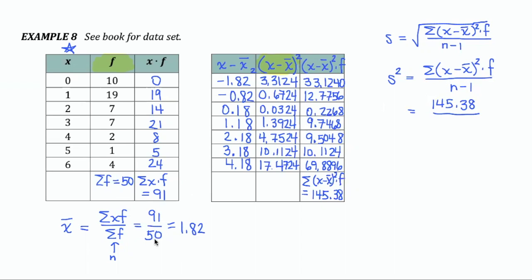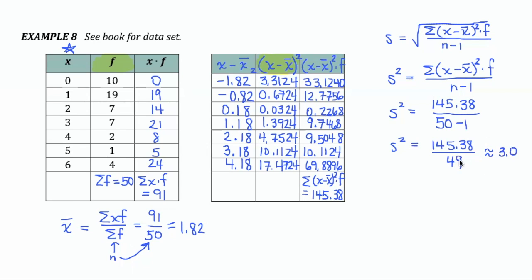So my number of pieces of data, remember, don't just look at the table and think there's 7. Remember, you have to add up all the frequencies. So the number of pieces of data here is 50. So I'm going to end up dividing by 50, take away 1, or in other words, 49. So I will take 145.38, divide by 49, and that is going to give me a sample variance of approximately, we would go to 1 decimal place, 3.0.